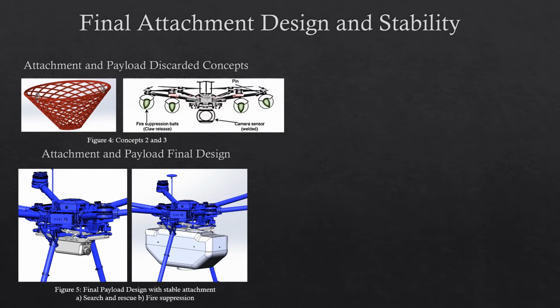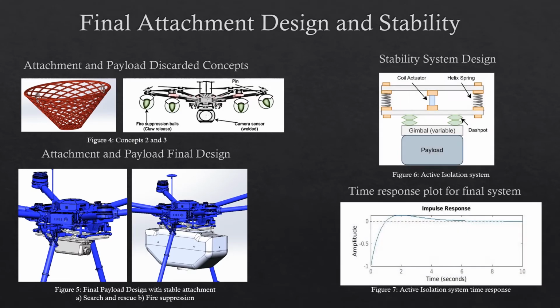To increase the reliability of the camera system and accuracy of fire suppression deployment, the vibration due to external forces was required to be minimized. This was done through the introduction of an active isolation system with feedback shown in Figure 6. A linear system analysis proved that the introduction of this system increased stability and reduced long-term vibration, which would have impeded the quality of visual aids. This is shown in Figure 7, through the use of a time response plot for the final system.